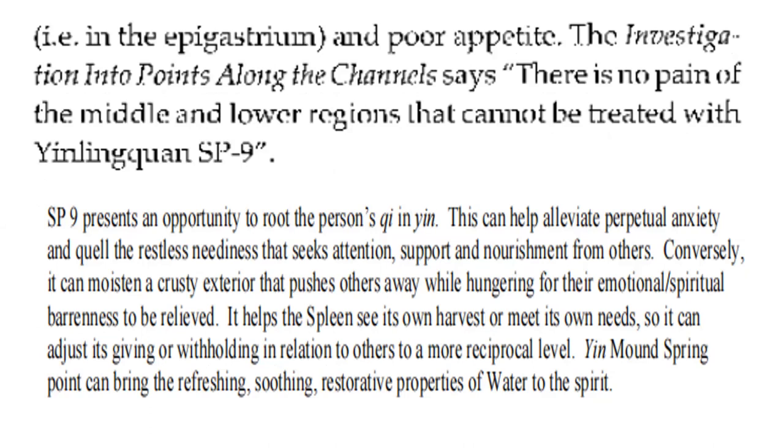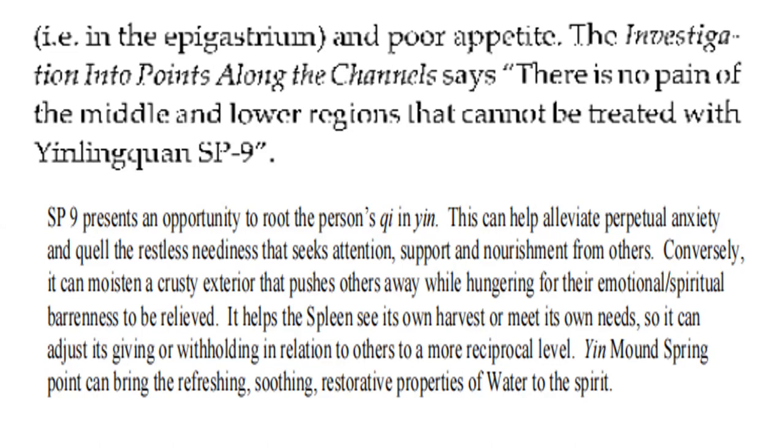Spleen 9 presents an opportunity to root the person's qi and yin. This can help alleviate perpetual anxiety and quell the restless neediness that seeks attention, support, and nourishment from others. Conversely, it can moisten a crusty exterior that pushes others away while hungering from their emotional and spiritual barrenness to be relieved. It helps the spleen see its own harvest or meet its own needs, so it can adjust its giving or withholding in relation to others to a more reciprocal level.